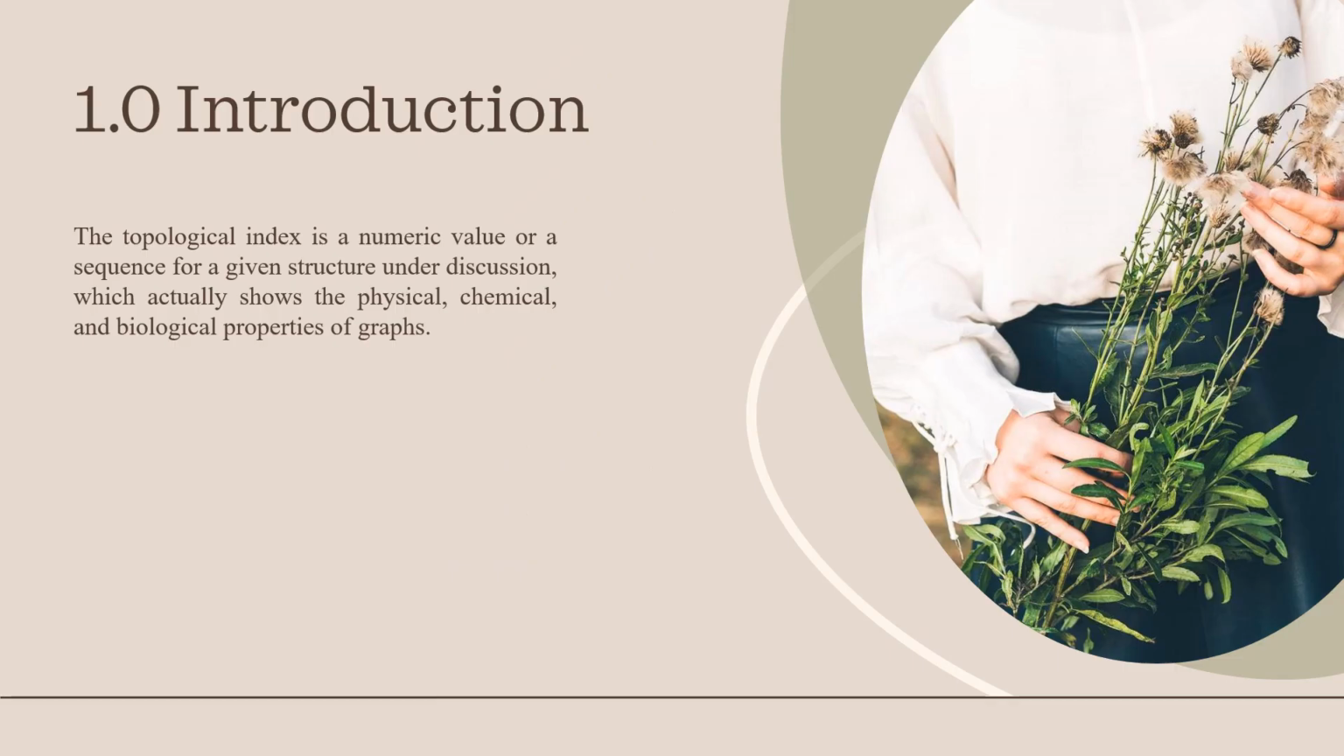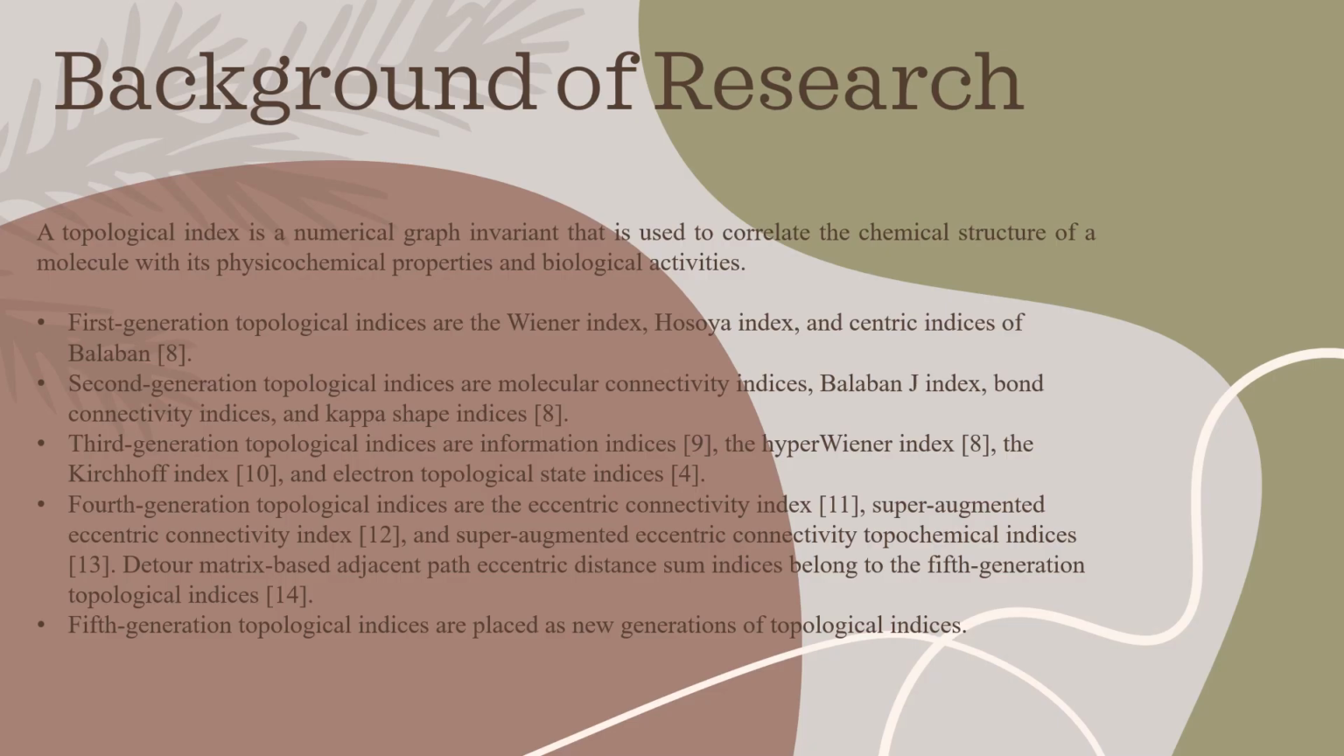For the introduction, the topological index is a numerical value or a sequence for a given structure under discussion, which actually shows the physical, chemical, and biological properties of graphs. For the background of research, a topological index is a numerical graph invariant that is used to correlate the chemical structure of a molecule with its physicochemical properties and biological activities. Generally, topological indices are classified into 5 generations.